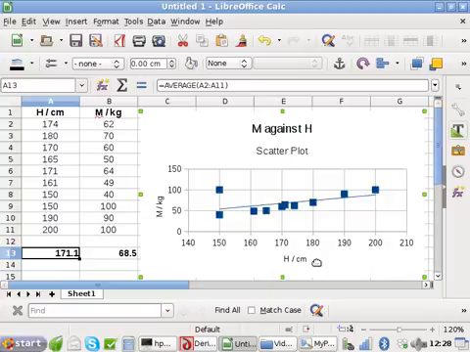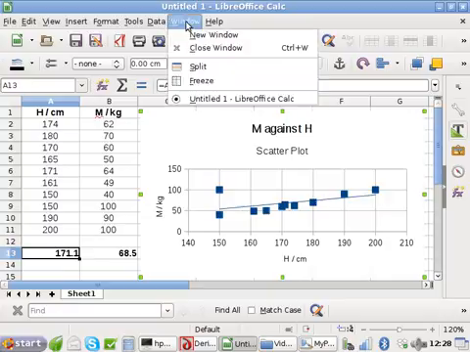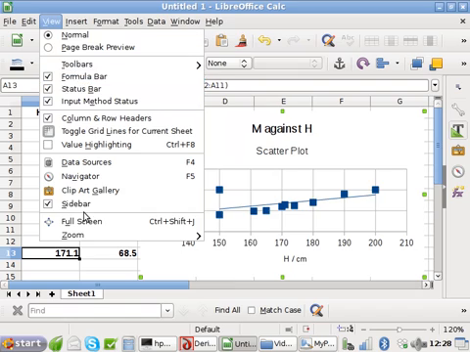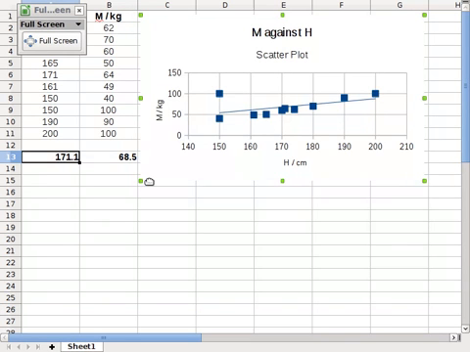Can I make this graph bigger? Because I want to do something with the graph in a minute. So where's full screen? There was full screen somewhere, wasn't there? Full screen. Great, okay.